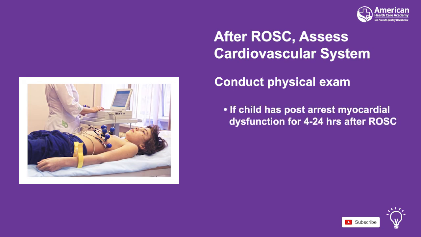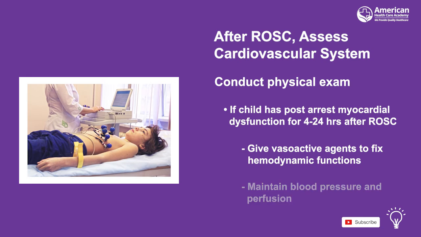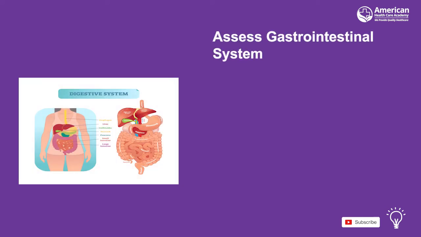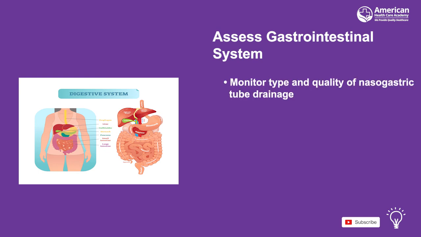If the child has post-arrest myocardial dysfunction for 4 to 24 hours after the return of spontaneous circulation, give them vasoactive agents to fix hemodynamic functions and maintain blood pressure and perfusion. Now turn your attention to the gastrointestinal system. Monitor the type and quality of nasogastric tube drainage.